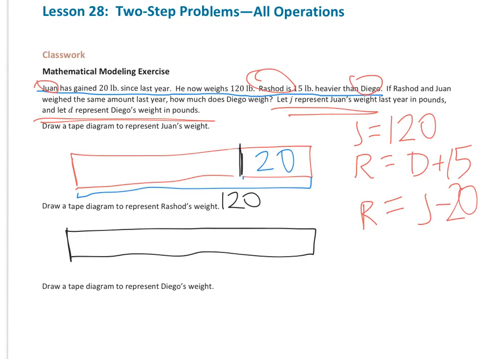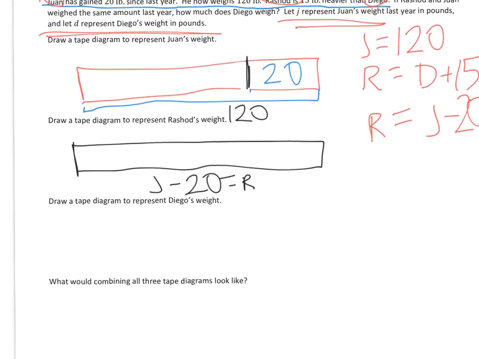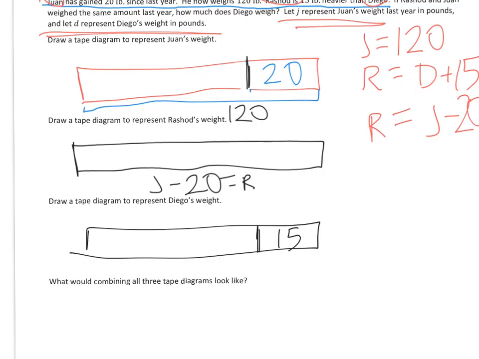Okay, so now we have a tape diagram to represent Rashad's weight. So we know last year he weighed the same as Juan before Juan gained 20 pounds. So we would say this is J minus 20 for R. And then for Diego, this is 15. This chunk of the tape diagram is worth 15. And so Diego, we know, weighs 15 pounds less than Rashad. So we're going to say R minus 15.